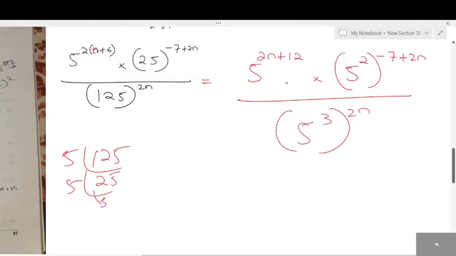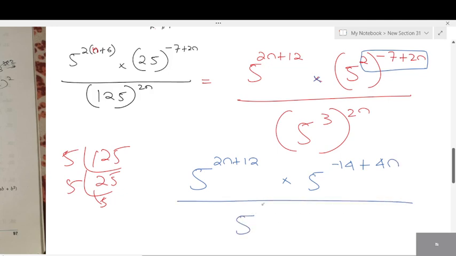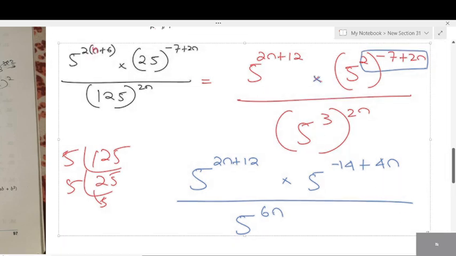Is this clear? Did you understand, all of you? Now look at the numerator, 5 into 2n plus 12. Now multiply them. What do you get? What is 2 into minus 7? Minus 14. Plus what is 2 into 2n? 4n. Divided by, open the bracket, what do you get? N. Now can we use the product law or quotient law in the numerator?